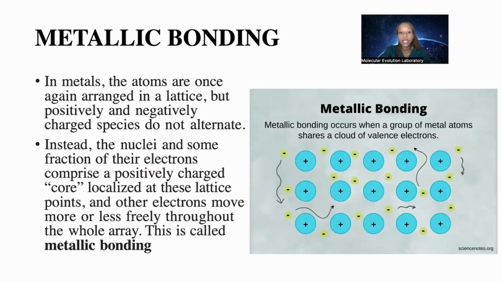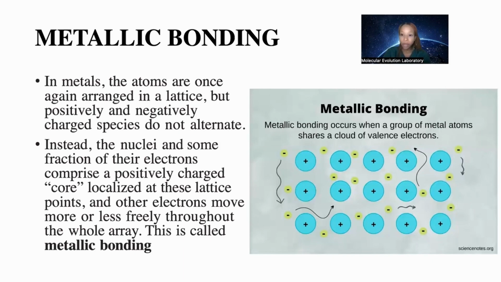In metals, the atoms are also arranged in a lattice, but positively and negatively charged species do not alternate. This is not like we see in ionic bond where there is a positive and a negative charge. In metallic bond, instead, the nuclei and some fraction of their electrons comprise a positively charged core. The positively charged nuclei localize at these lattice points, and electrons move more or less freely through the whole array. This is called metallic bonding.